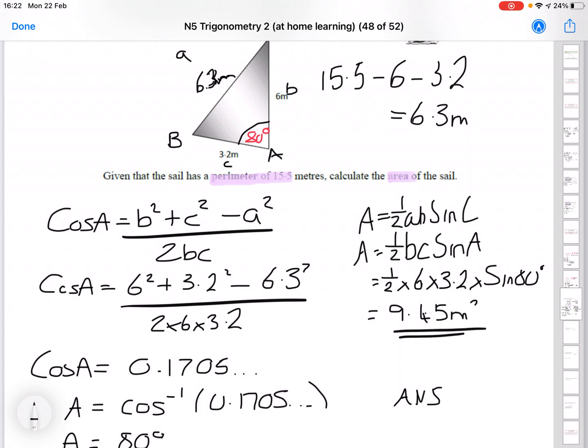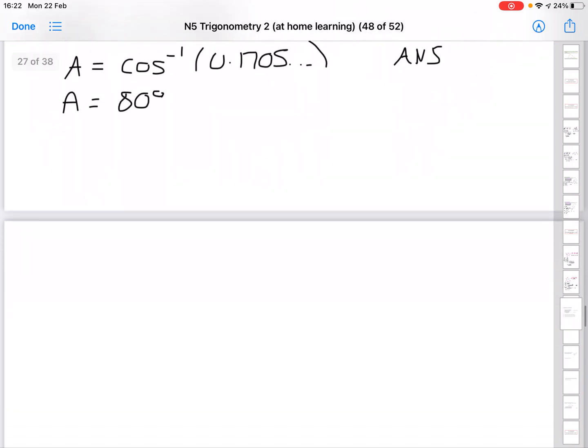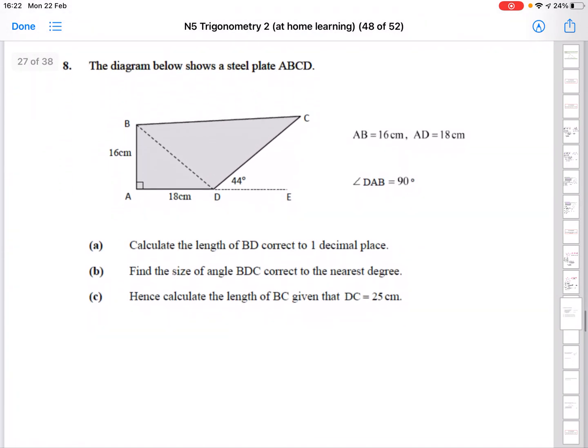Okay, if the question doesn't specify how to round your answer, you can just choose how you want to round it. 1 decimal place or 2 decimal places would be fine. Okay, the next example that I have chosen for you to do here is quite a long example, so we'll go through it in stages. And really this is going to bring together a lot of different pieces of the previous work that we've looked at. So question 8 here, we have a diagram showing a steel plate ABCD.